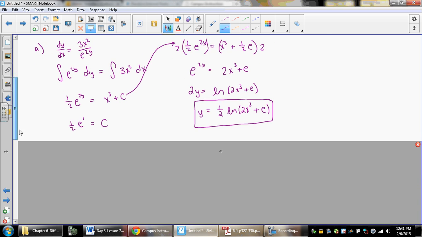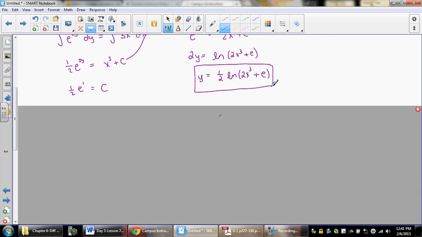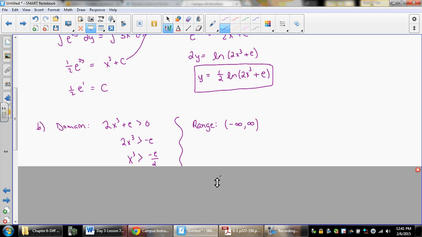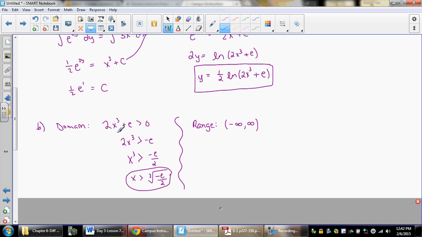Then we're going to come down here, we're going to talk about domain. Well, the domain of an ln is that the inside has to be positive. So I just took the inside, set it greater than 0, solve for x. And the range of an ln is negative infinity to infinity. The way you can remember that is a regular graph for ln looks like this. It goes from bottom to top. Okay.